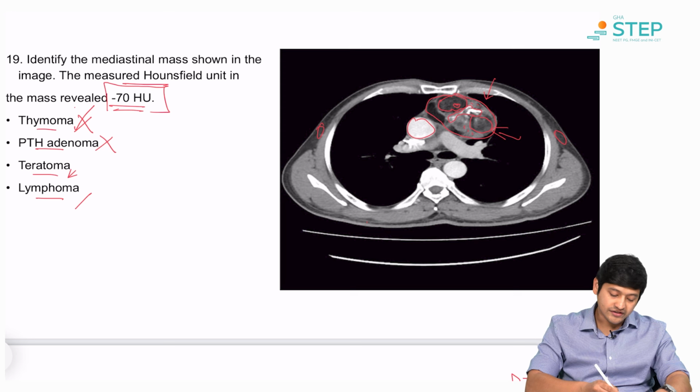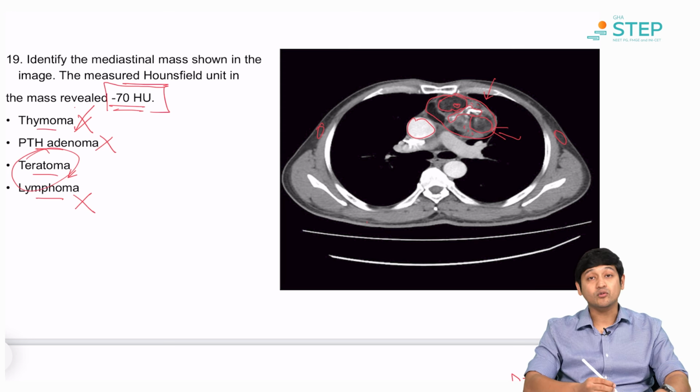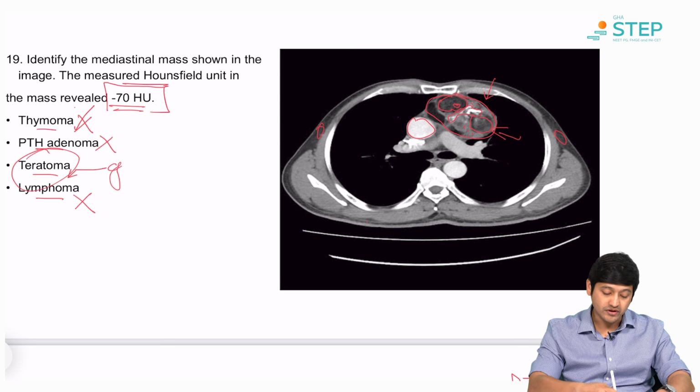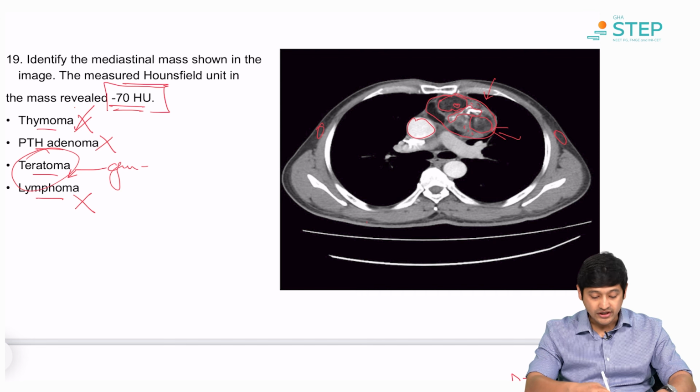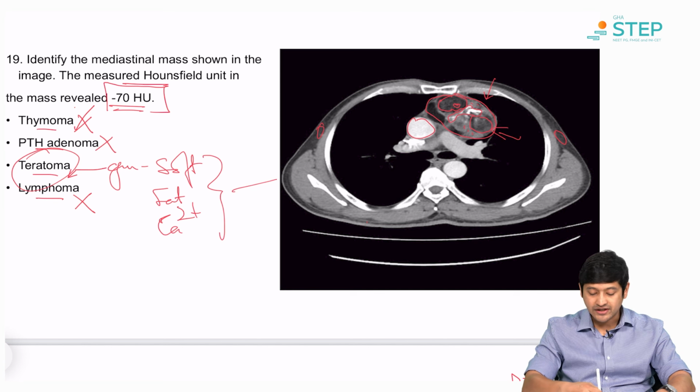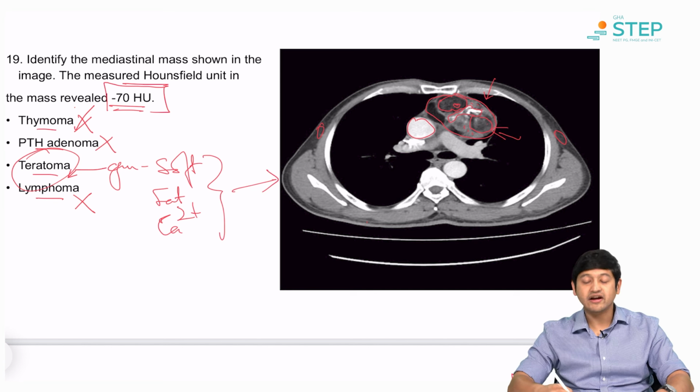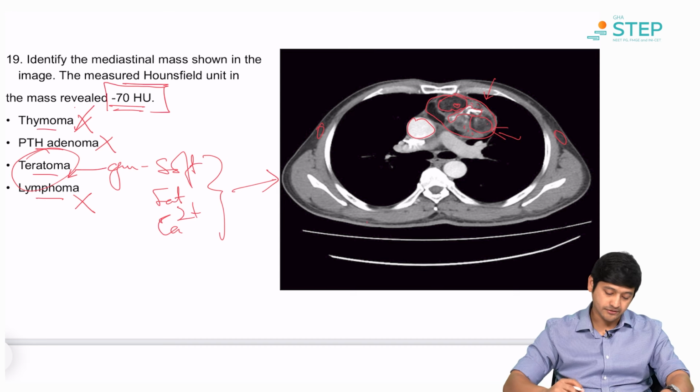We've ruled out all of these three. What we're left with is a teratoma. So, a teratoma or a germ cell tumor has multiple different components. You can have soft tissue, you can have fat, and you can have calcium. Alright, all three of which are present in our case. We have soft tissue, we have fat, we have calcification. We're looking at a teratoma in the anterior mediastinum.